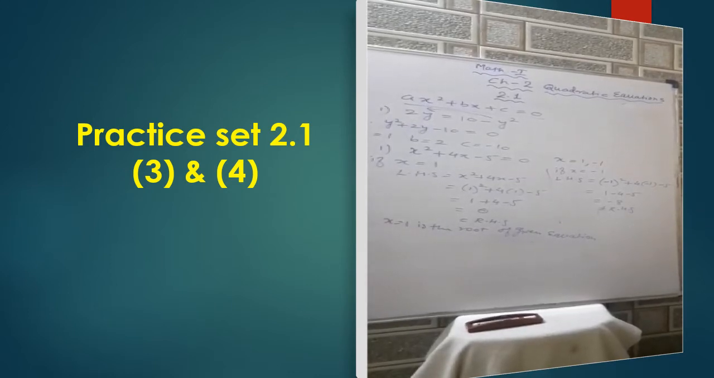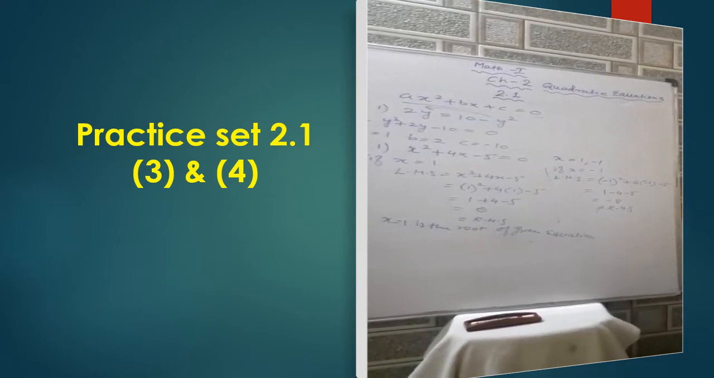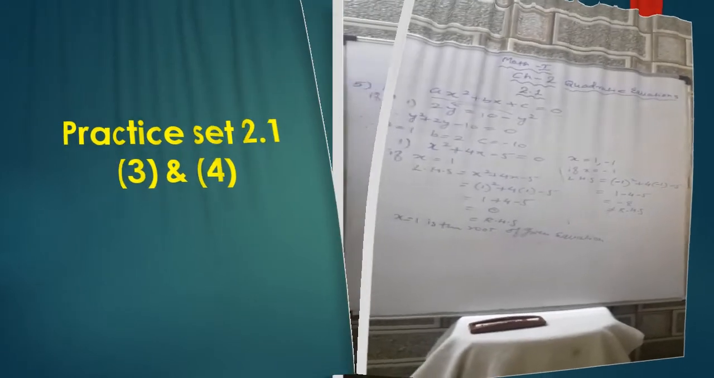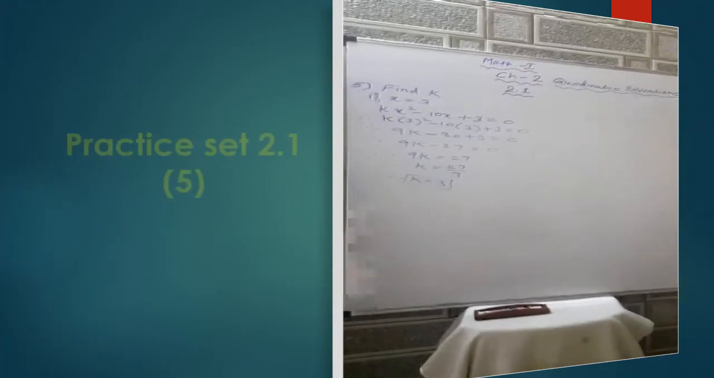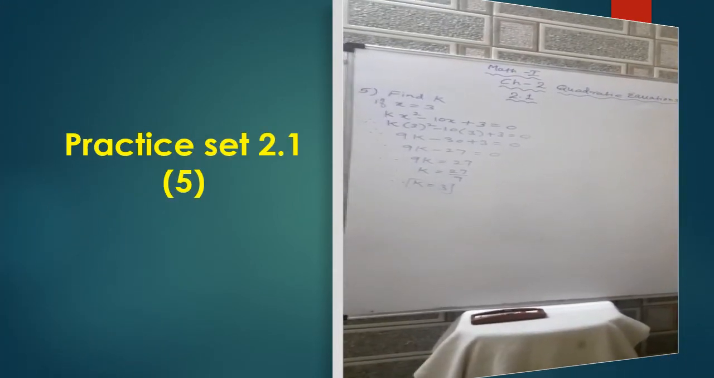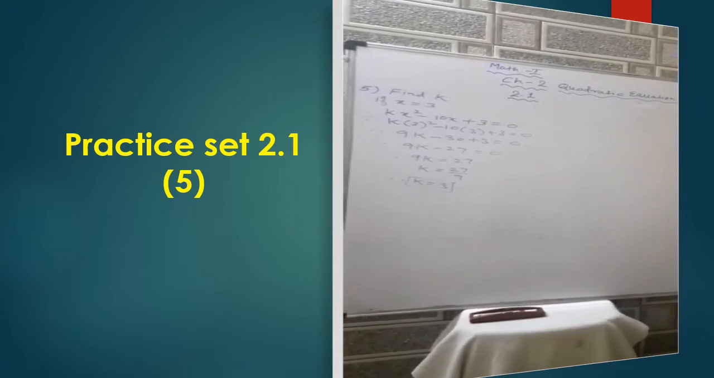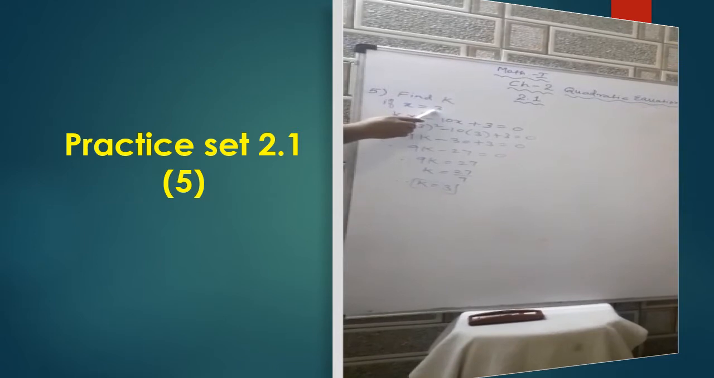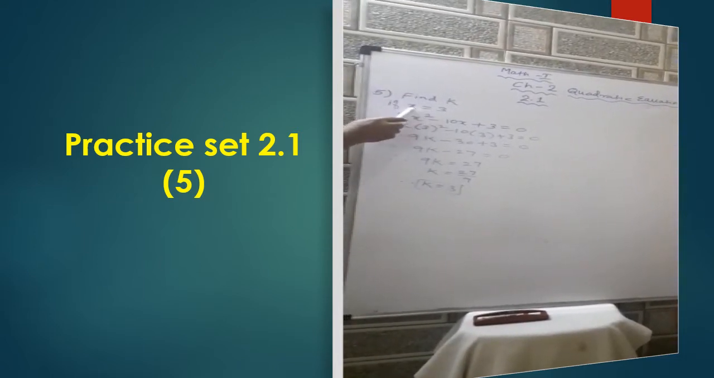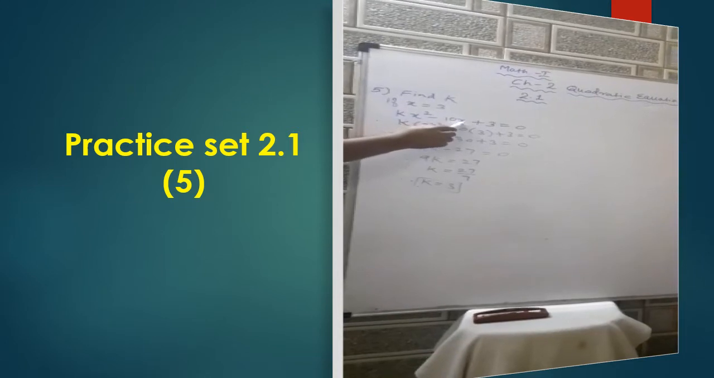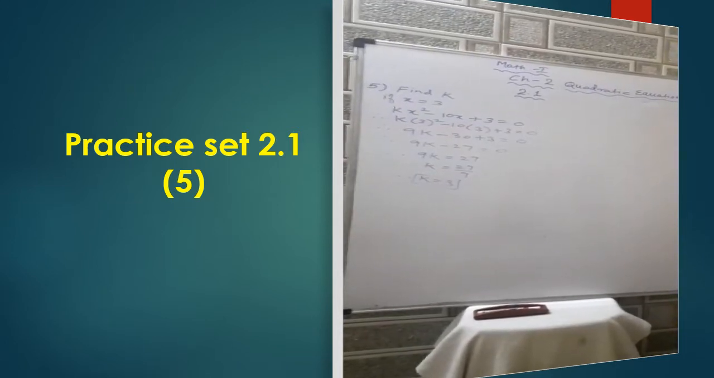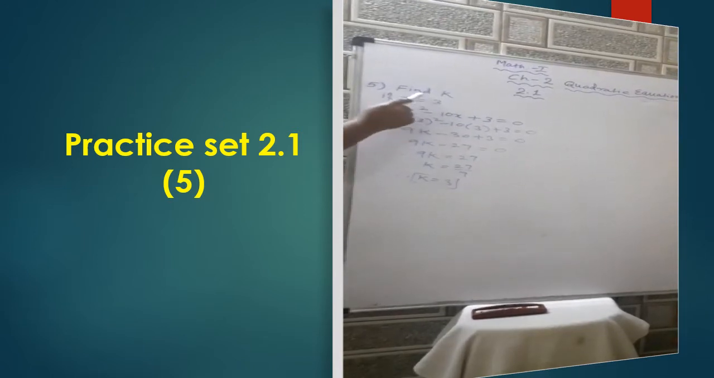Now the fifth one. Find k if x equals 3 is a root of the equation kx square minus 10x plus 3 equals 0. Here you will find the value of k. So it means x equals 3 is the root of the given equation kx square minus 10x plus 3 equals 0. In place of x we write down 3.